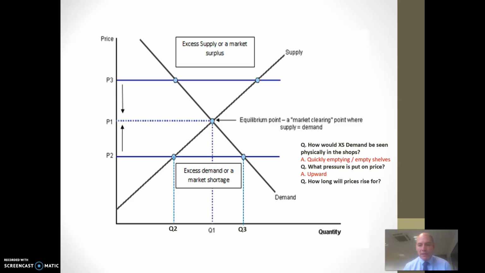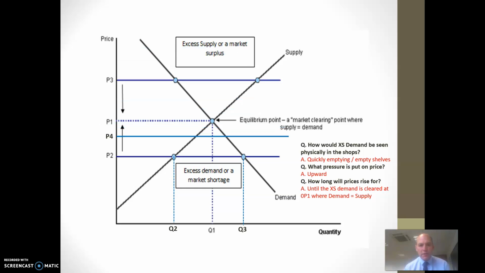How long will prices rise for? The answer is until the market clears, until we get to the equilibrium point at OP1, because how much is demanded at P1? It'll be Q1. And how much is supplied at P1? Q1. So the market will be in equilibrium. We will go back to that state of rest.